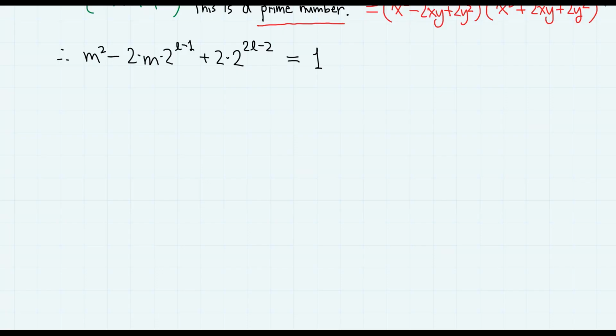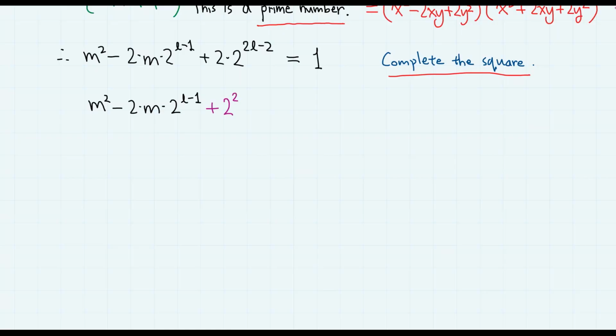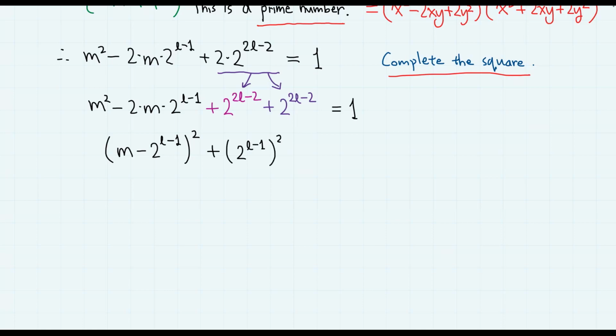We have to cleverly manipulate this expression further. If you carefully examine the left-hand side, you will notice that we can easily apply the complete the square method again on that part. So we have the first two terms, and to complete the square, only 2 to the power of 2l minus 2 is required. So we write that, and then subtract 2 to the power of 2l minus 2. So this equals 1. The first three terms become (m minus 2 to the power of l minus 1) squared, and the last term is also a square, (2 to the power of l minus 1) squared.